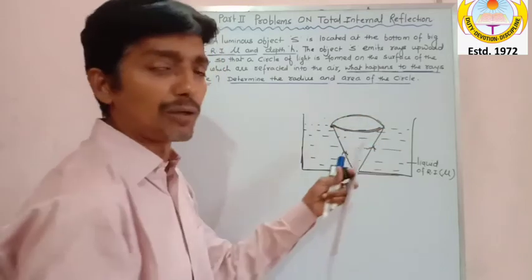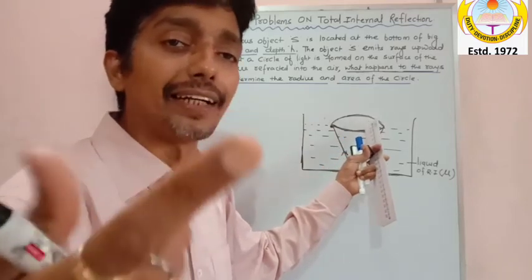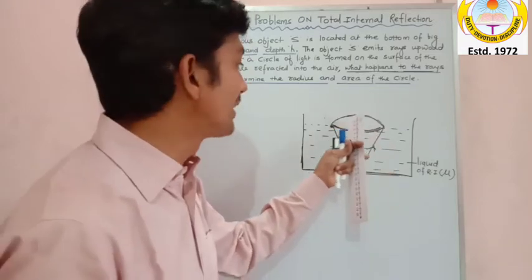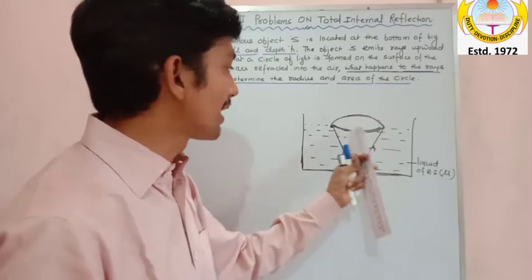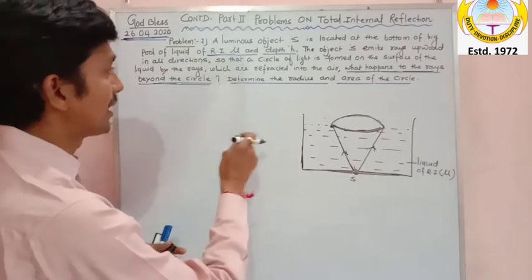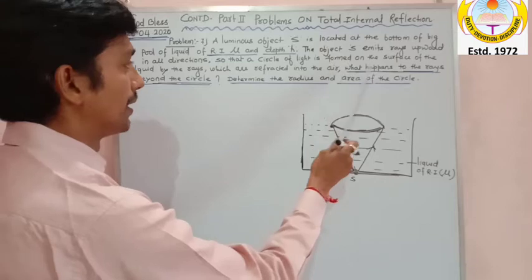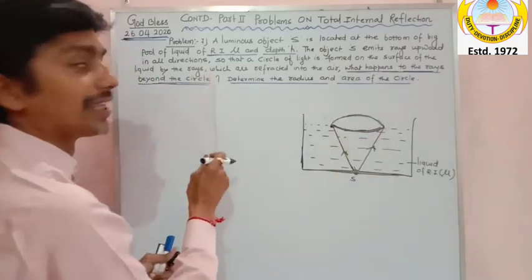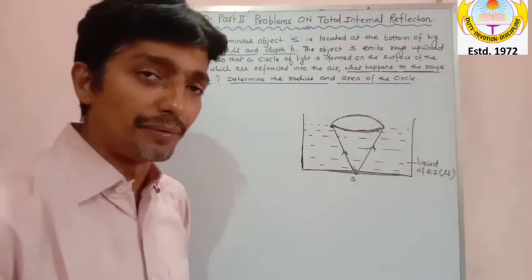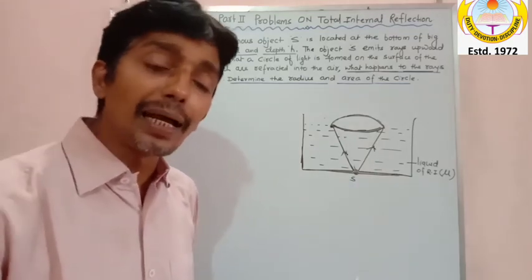So my dear, in some questions you will find: find the area of the circle through which the light is refracted, because this circle is formed due to refraction. Such a question also comes. So that a circle of light is formed on the surface of the liquid by the rays refracted into the air. What happened to the ray beyond the circle? The circle is found. What comes after the circle?